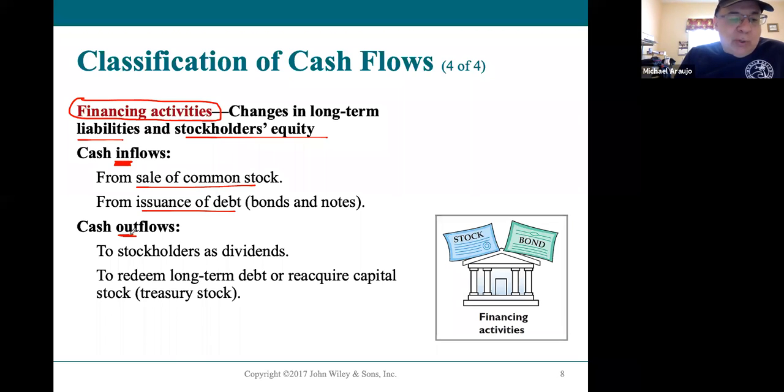Cash outflows work just the opposite again. When we pay dividends, again, dividends go to stockholders. And because it's going to stockholders, it's a financing activity. But in this case, the cash is going out to them. When we actually pay back those bonds that we borrowed up here, that's cash going out. If we buy our own stock, right, treasury stock, that we have to purchase it with cash, that's cash going out as well.